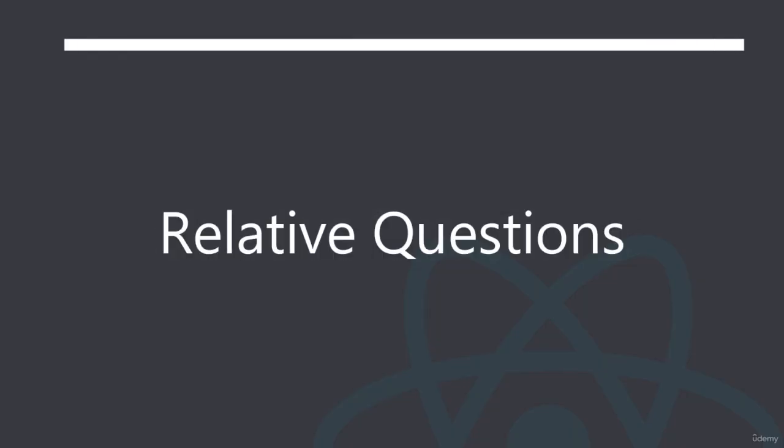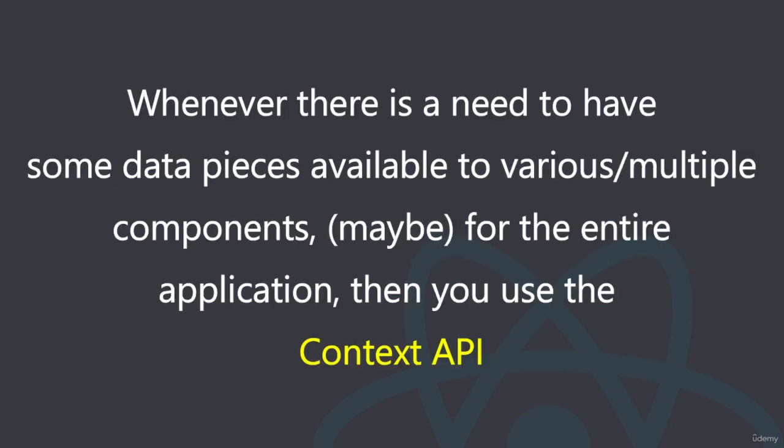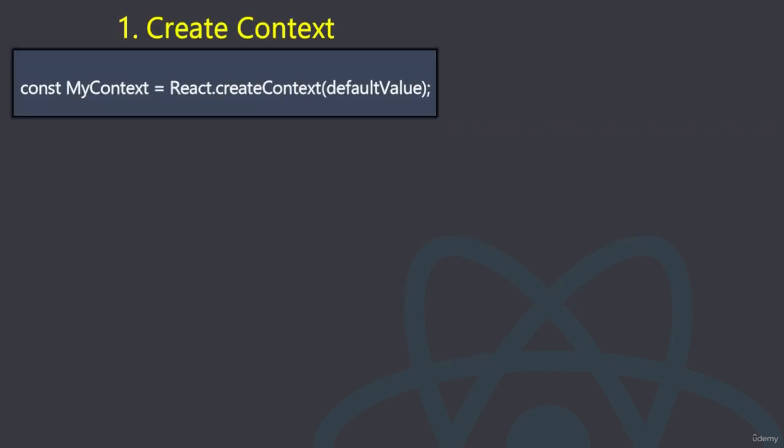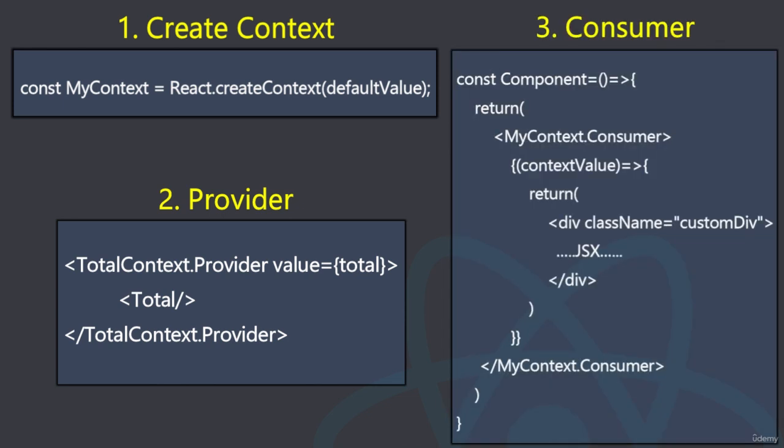So now let's talk about related questions. The first question is: explain the concept of context API and how do you implement it in your project. So we have seen that whenever you feel that you need to have some data pieces available to various components, multiple components that is, maybe for the entire application, then you use the context API, and first of all you create the context, second you implement the provider, and third is you use the consumer.